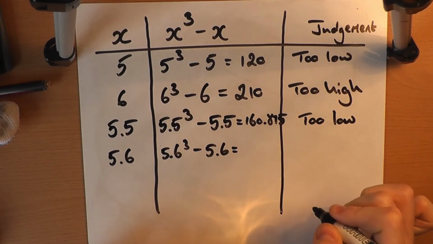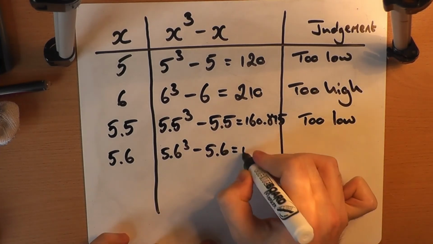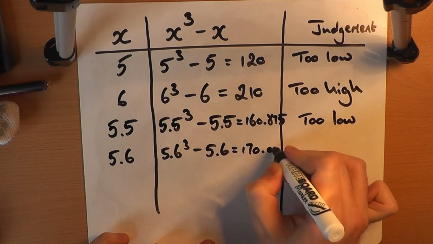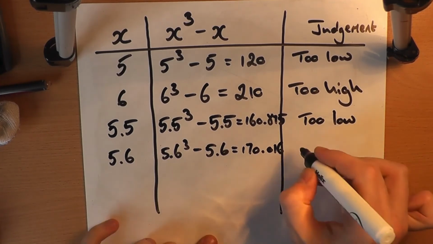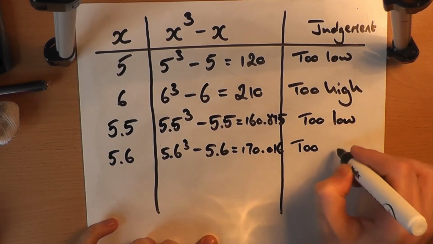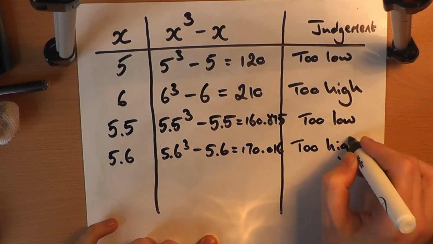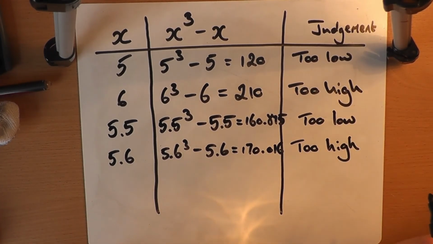So testing it with the 5.6, we're going to get 170.016, which actually is not bad. We're aiming for the 170. So we are pretty much bang on the cusp of the 5.6. But it is technically slightly too high, because we were aiming for exactly 170.